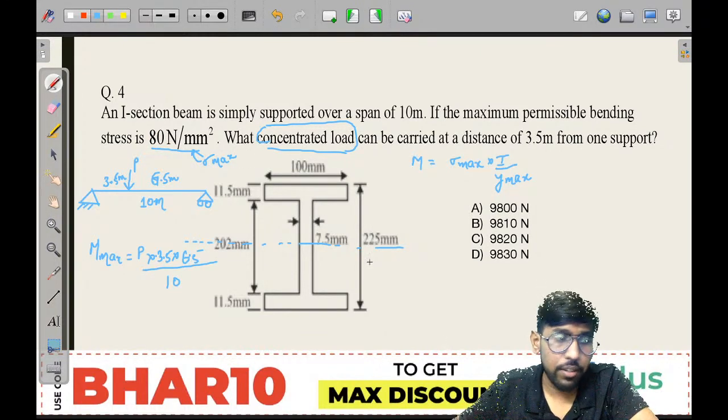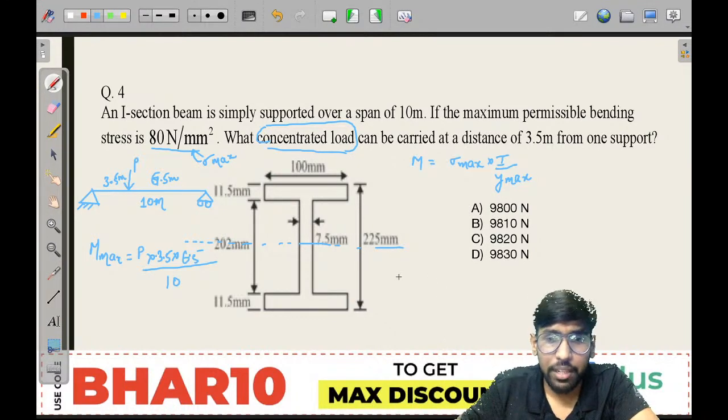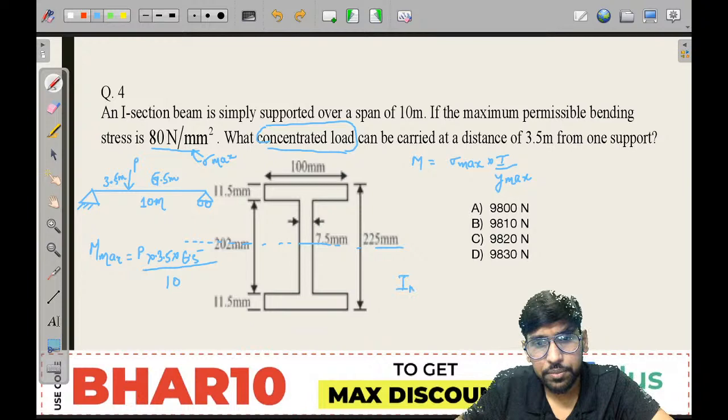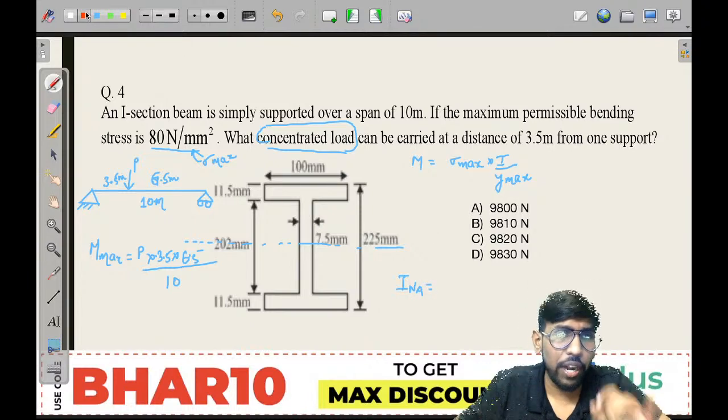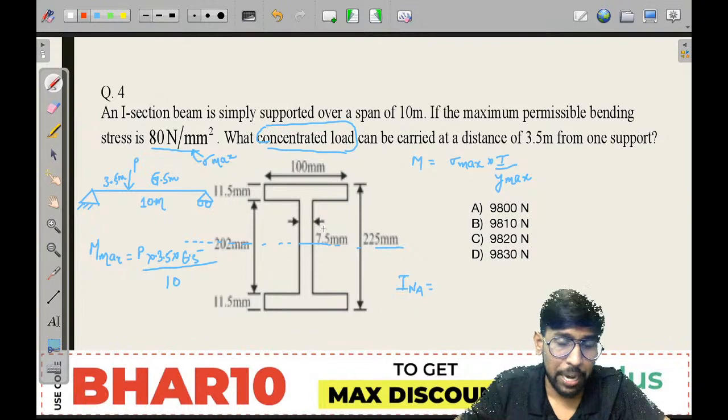You need to find I. Already I have taught you how to find I for an I section, the moment of inertia for an I section. Try to get the answer for I. It is very easy to find I neutral axis. If you remember, take the entire section as a rectangle, then subtract the extra portion that we have taken.